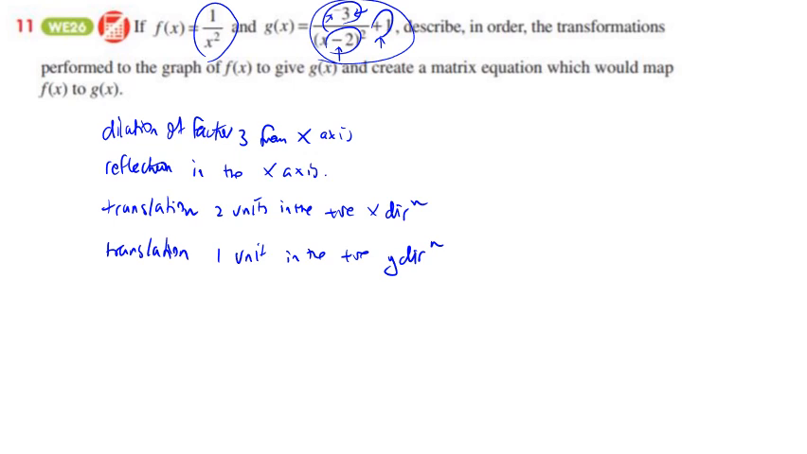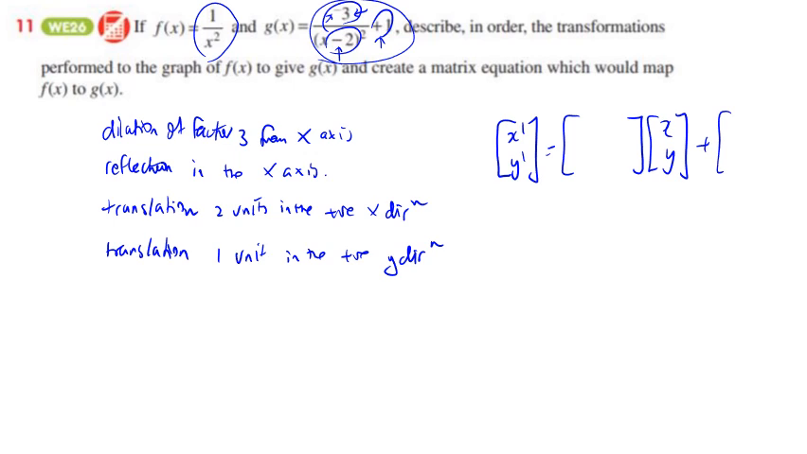Now, then we've got to create a matrix equation which is going to do this. Well, we need to do a little bit of work here, but it's not so bad, because if we set it up like this, x dash y dash is equal to, we need to have a transformation matrix multiplied by xy plus our translation matrix at the end. If we're doing a dilation of factor 3 from the x-axis, that means down here we're going to have a 3. If we're doing a reflection in the x-axis, that means that's a minus down here. No other dilations or reflections, so that becomes a 1.